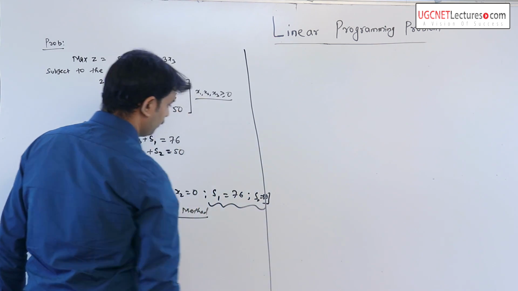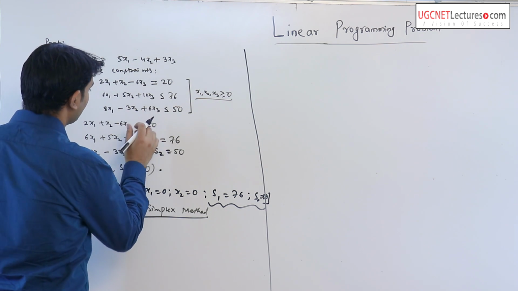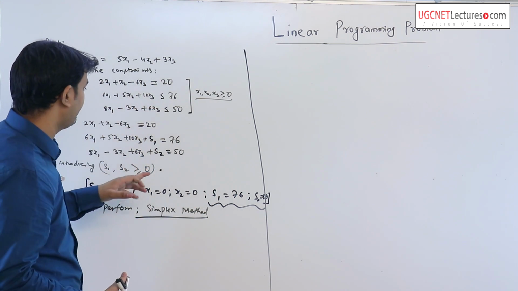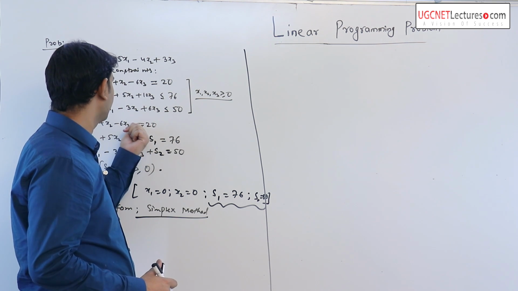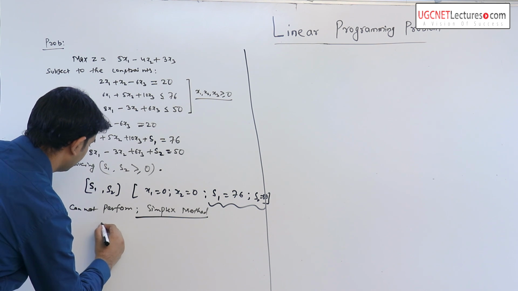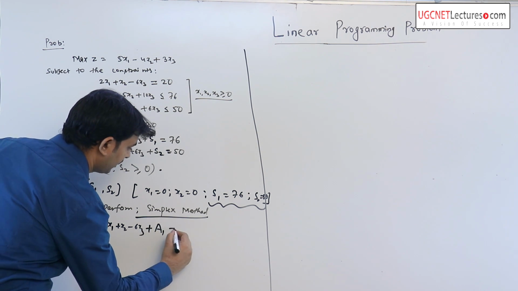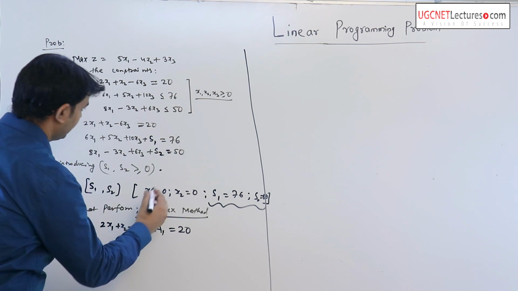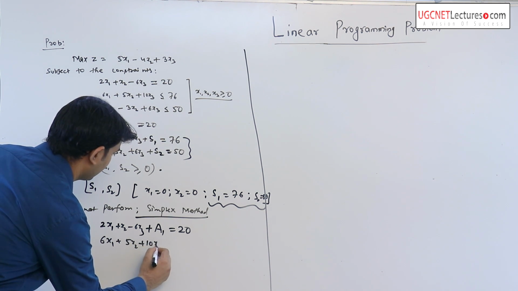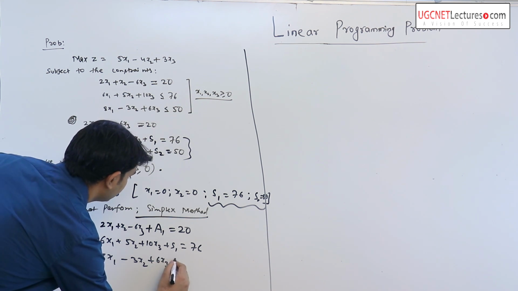Thus, what do we have to do? We have to add an additional variable and make an identity matrix in the first iteration. Thus, in the constraint 2x1 plus x2 minus 6x3, we add an additional variable a1 here, and the second and third constraints are written the same, with 76 and 50.